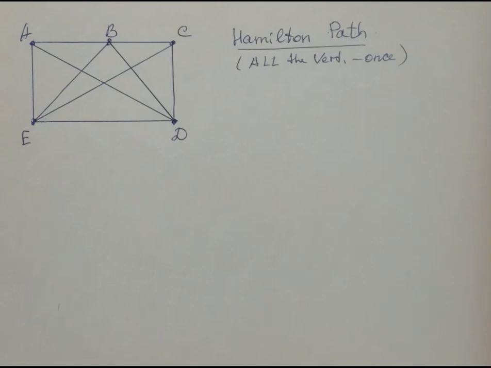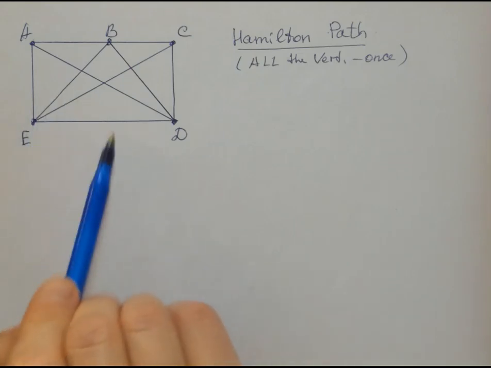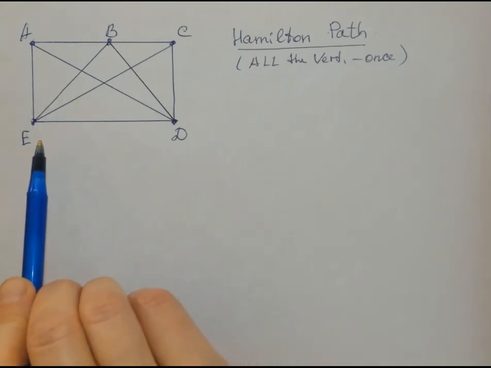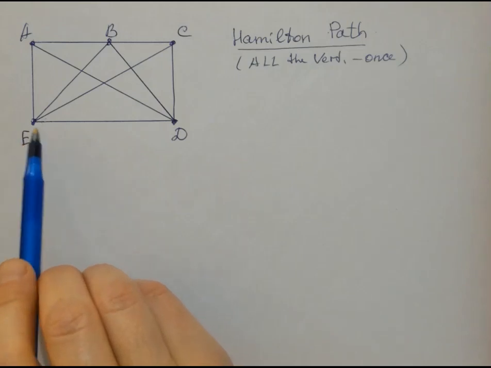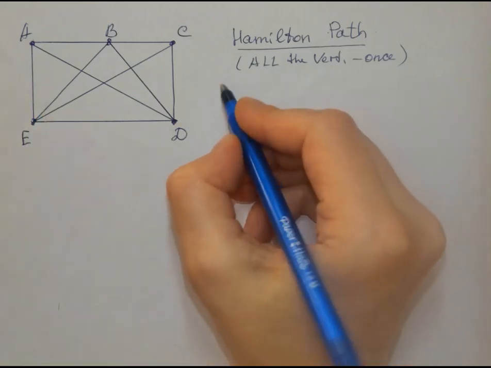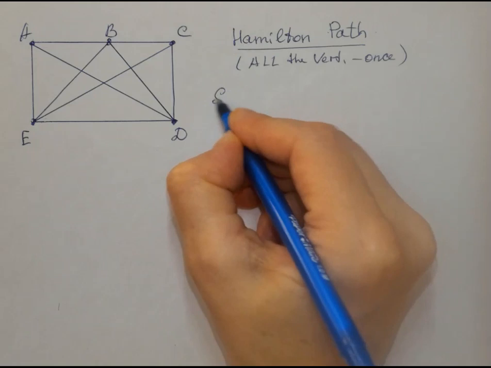Let us consider the graph on the picture and find the Hamilton path in this graph. A Hamilton path must pass through every vertex, and it must be once. So every vertex once. And we can find many such paths. Let us start with A.